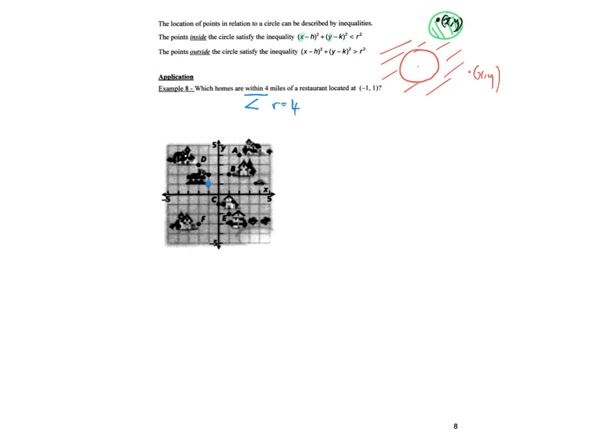So let's produce our circle by going 4 along the compass directions. 1, 2, 3, 4. 1, 2, 3, 4. 1, 2, 3, 4. And 1, 2, 3, 4. That gives us our circle that we can then sweep out.